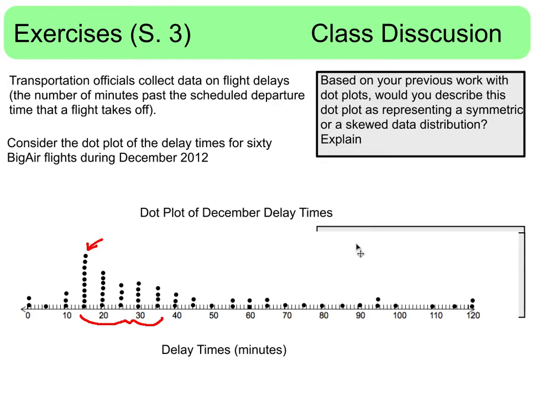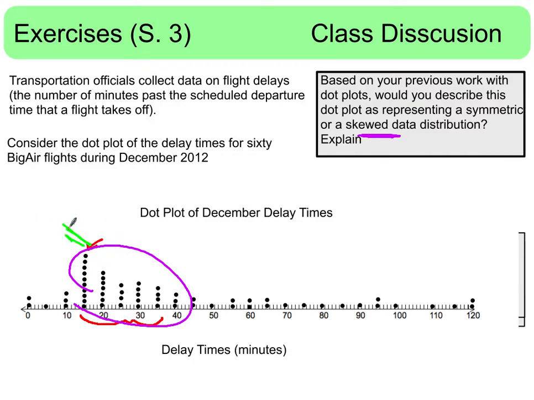And so that would be why this would be interesting, or who would be interested in that particular data. And then finally for this one, based on your previous work with dot plots, would you describe this dot plot as representing a symmetric or a skewed data distribution? We would hope that the students would come up with the idea that this data is skewed, where the bulk of the data is here. And what we see is, if I was to draw an illustration, we start up here and it gets less and less as we go towards this side.